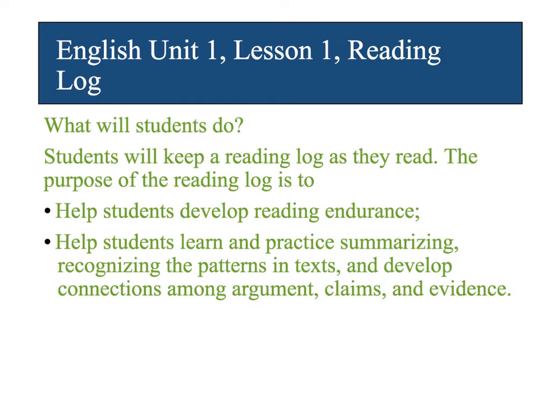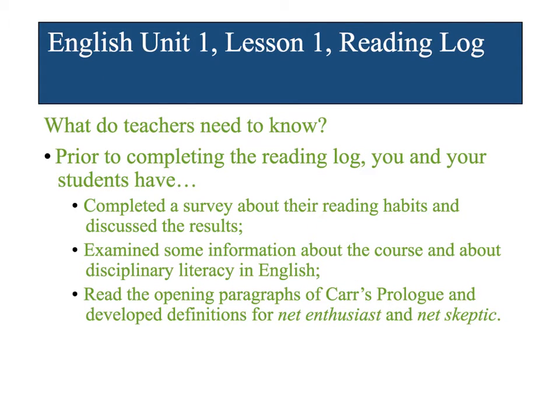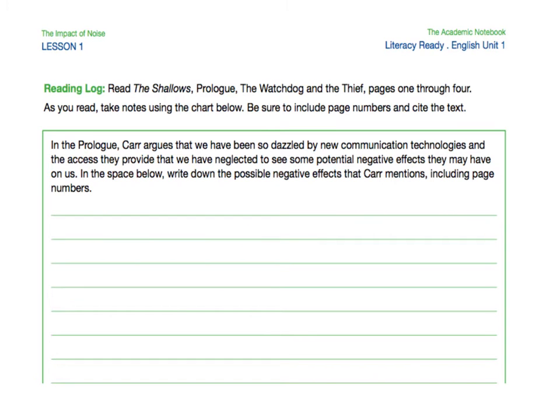In this particular part of Lesson 1, students are getting an introduction to the reading log. So they're doing that with a good bit of support from their peers and from their teacher. Prior to beginning to work on the reading log, you and your students have done quite a bit of work already. You've completed a survey about students' reading habits and talked together about the results. You've examined some information about this course and about disciplinary literacy in English. And together you've read the opening paragraphs of Carr's prologue and developed class-wide definitions for the terms net enthusiast and net skeptic. So here is the reading log that students are going to be completing in this lesson.